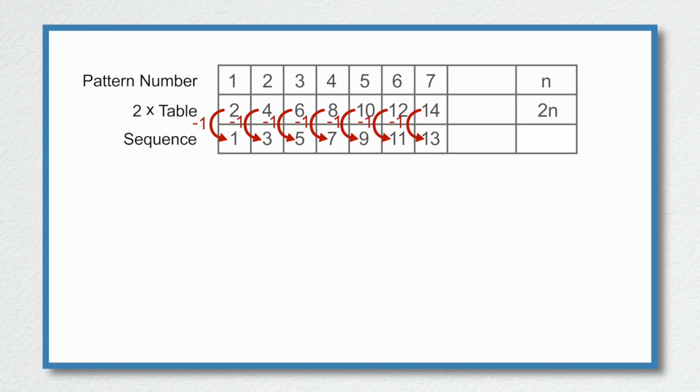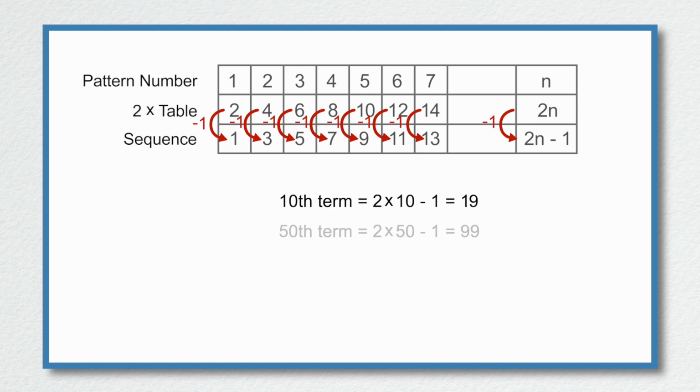If we get to our nth term, which is 2n for the 2 times table, for the sequence it would be 2n subtract 1. So the 10th term of this sequence would be 2 multiplied by 10 subtract 1, which is equal to 19. And the 50th term of this sequence would be 2 multiplied by 50 subtract 1, which is equal to 99.